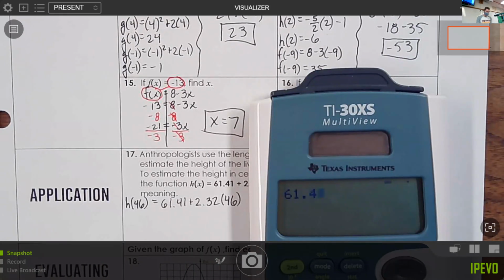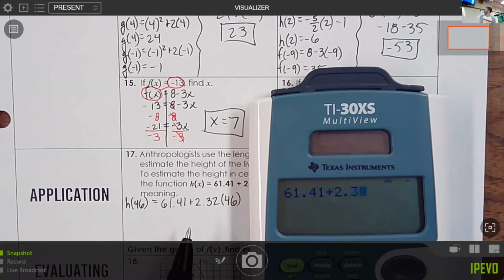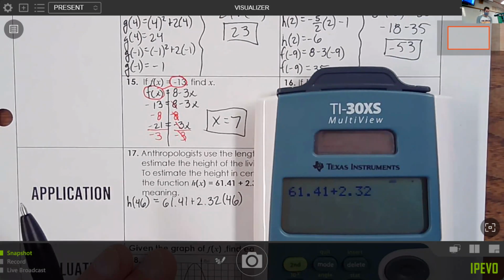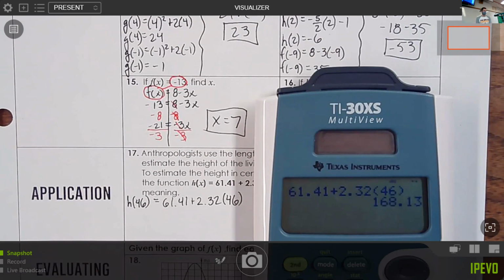So we've got, writing this up just a bit so we can see the calculator, 61.41 plus 2.32. And you can even just put this in parentheses because your calculator understands that that means multiplication. And so if you type it in just like that, you will get an answer of 168.13. Because we have units of measurement, though, we need to make sure that we include those in our answer.